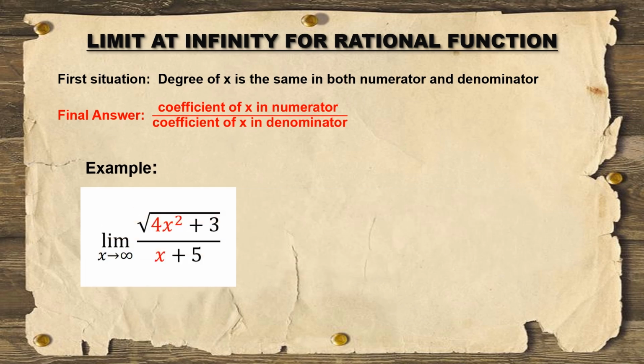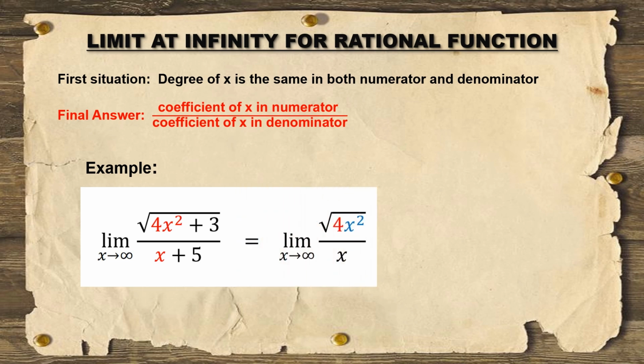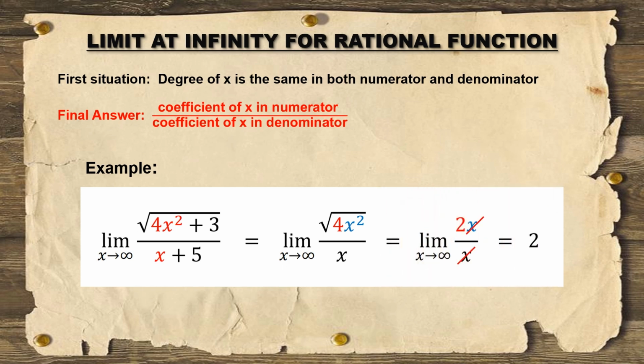Let me show you another example for this. First, we do the same thing, which is rewrite the function. For this question, do not forget to include the square root as well. So, the highest power of x in numerator is square root of x squared. By solving square root of 4x squared, we will be getting 2x and the final answer is 2.